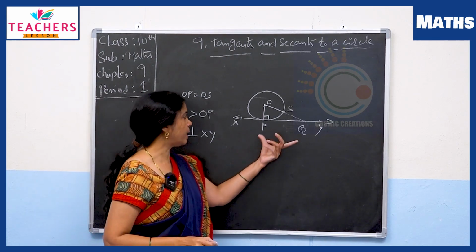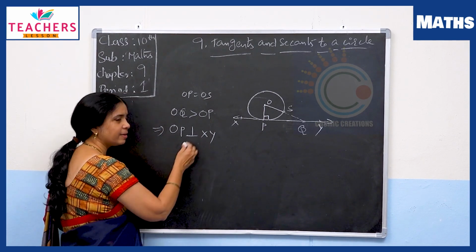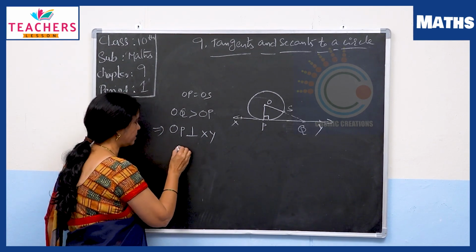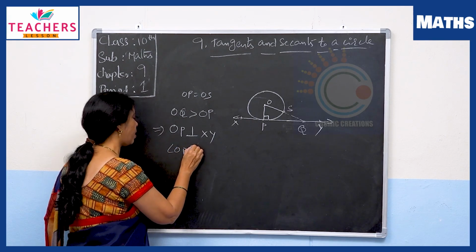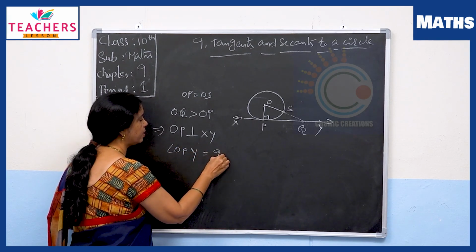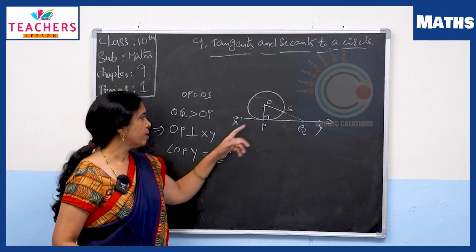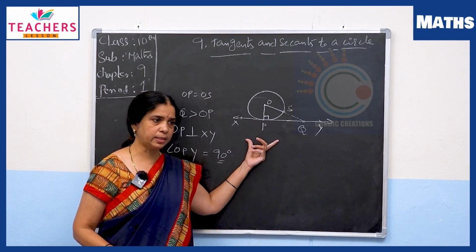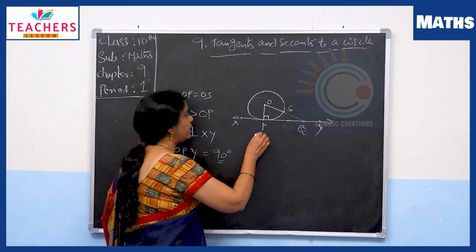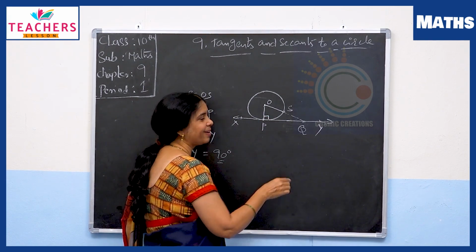OP is perpendicular to the line XY. Then angle OPQ, or OPY, whatever you say, is going to be 90 degrees, isn't it? Yes. I said the radius is always perpendicular to the tangent, at the point of contact only, ma'am.